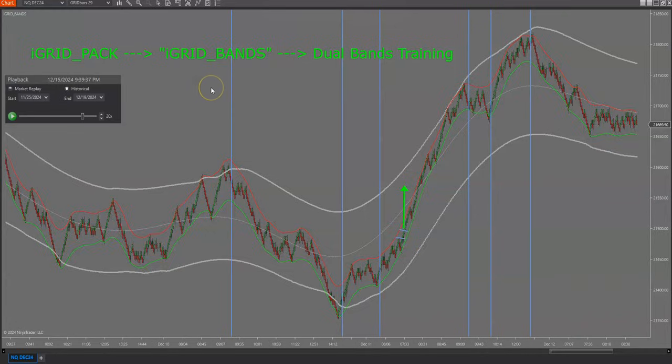Currently we have the dual bands indicator in this form in our iGrid pack. This is called the iGrid bands. The second set of bands that I'm adding to the pack will be called the iGrid dual bands. So this is the iGrid bands, and then we'll have the iGrid dual bands. We'll have two different sets of adaptive price bands.